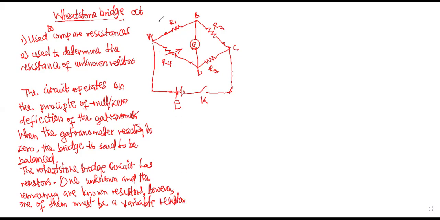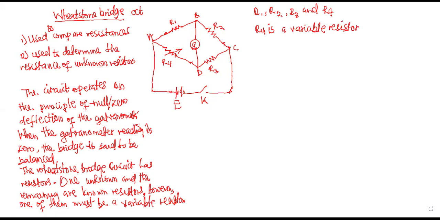So these are the four resistors: R1, R2, R3, and R4. R4 is a variable resistor.